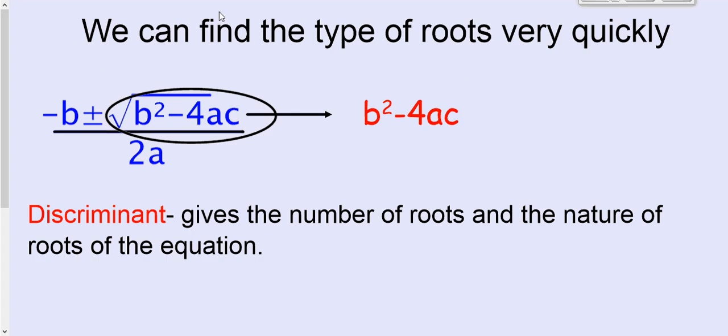is the stuff that is underneath the square root symbol within our quadratic formula. So we have x is equal to negative b plus or minus the square root of b squared minus 4ac. What it does is it gives us the number of roots and the nature of those roots of every single equation. There's always two roots with a quadratic. What it does is tell us what type of roots they are.